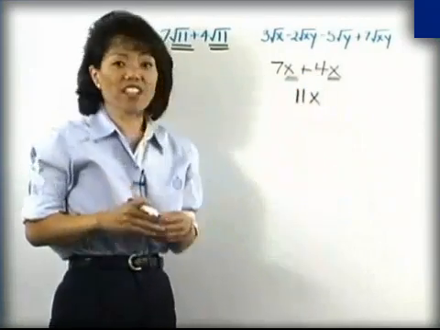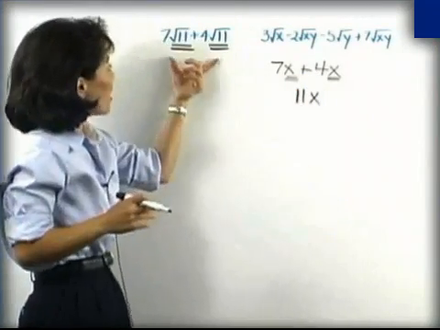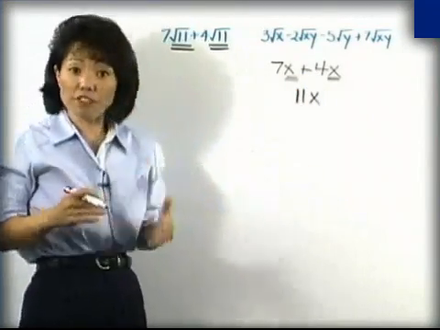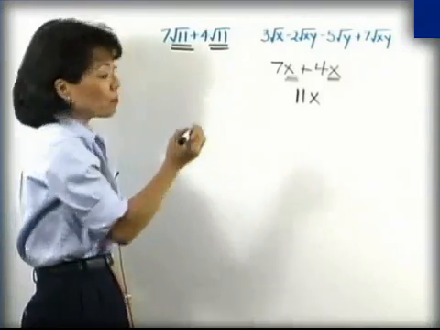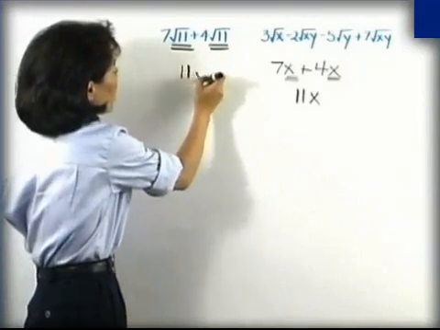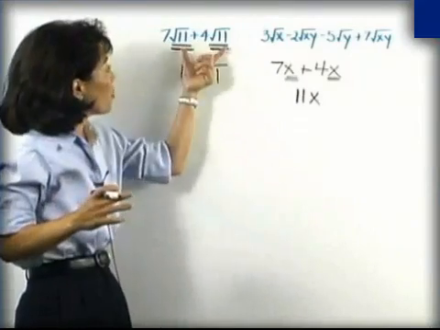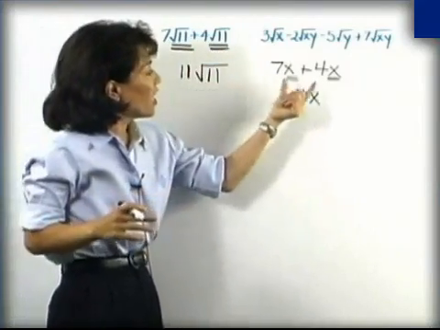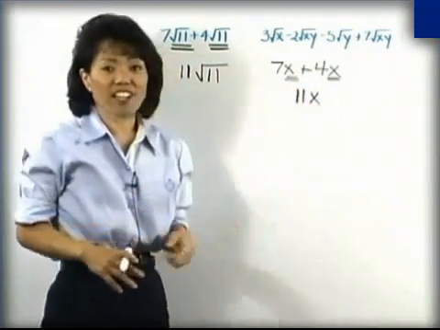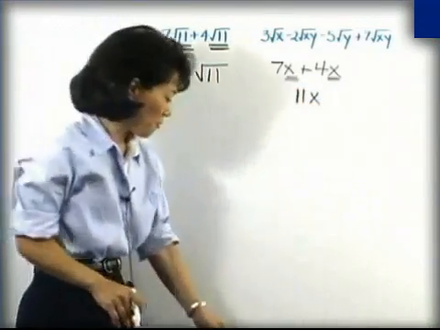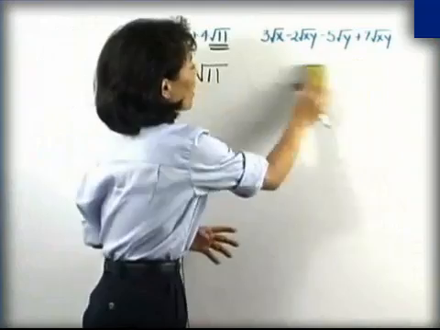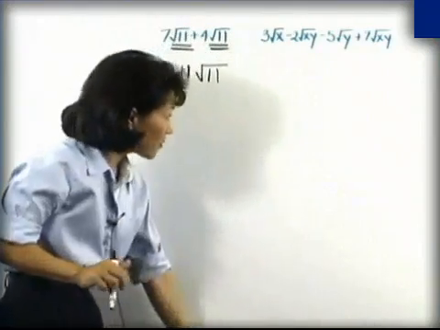Now just as this is 11x, if I'm adding 7 root 11 plus 4 root 11, it's simply 11 times the square root of 11. Notice the radical portion does not change, just like the x's did not change when we added like terms. Keeping that in mind, let's look at our second example.